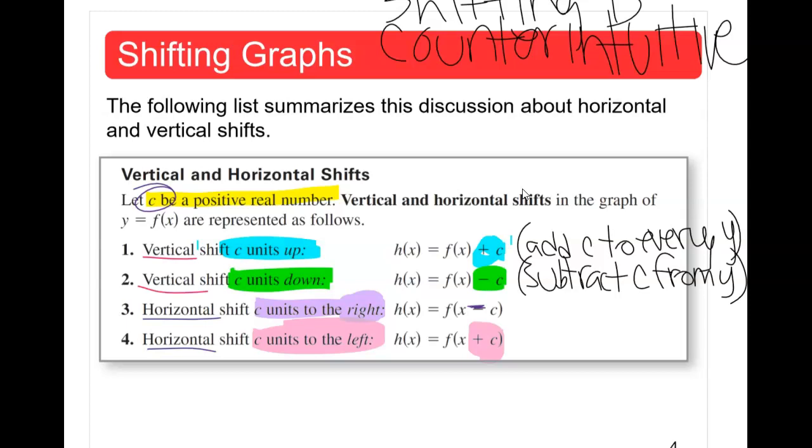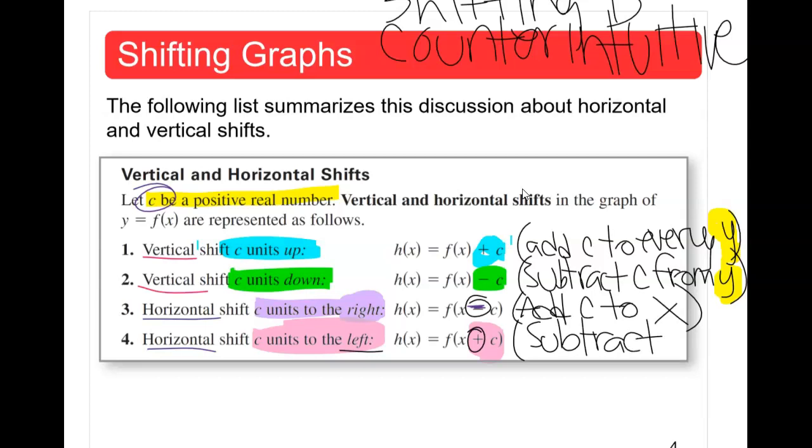And then for the horizontal shifting, the change is going to take place not on the y, but on the x. And so if we see that, we will again think of the counterintuitive. So the inverse operation of subtraction will be addition. So we will be adding c to the x. And for the one that has a plus here that is actually moving to the left, we will subtract the constant from the x.